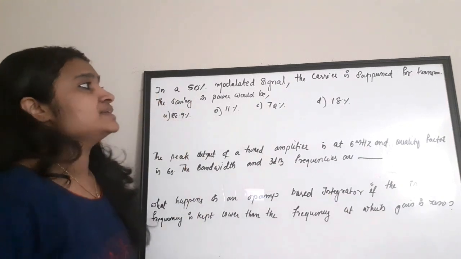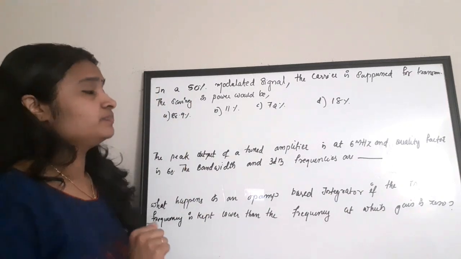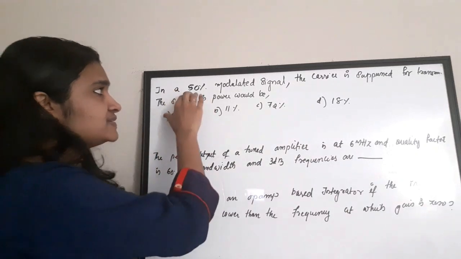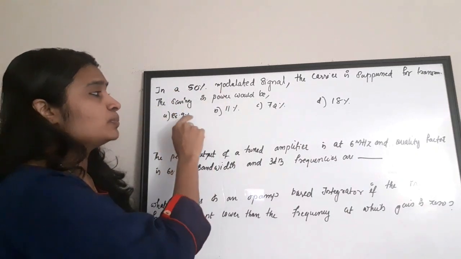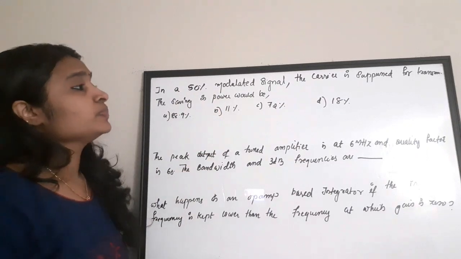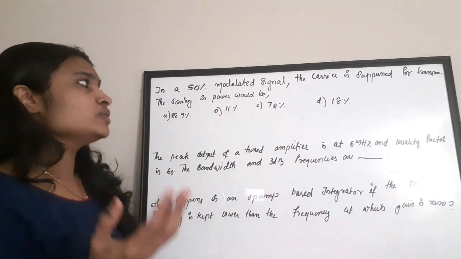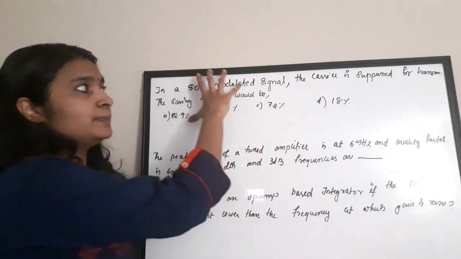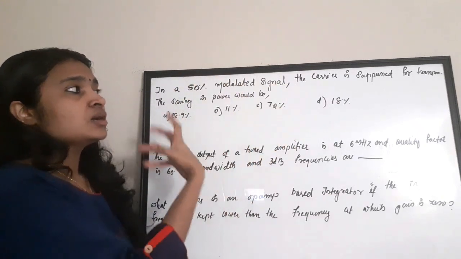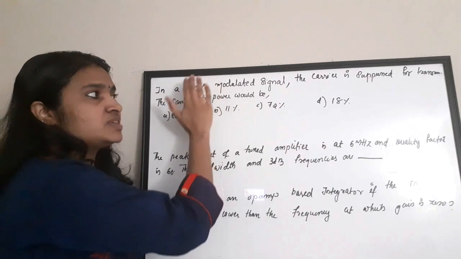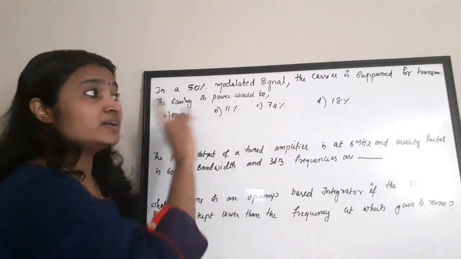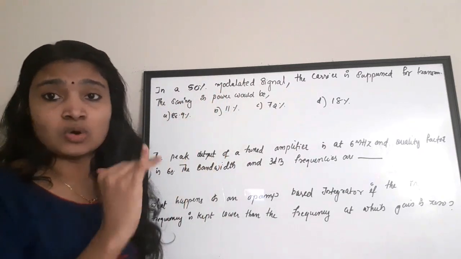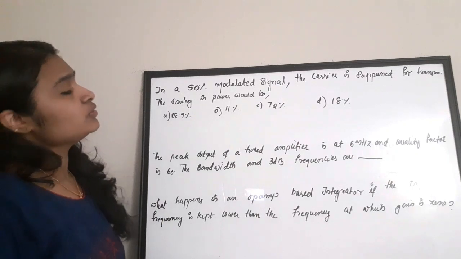In a 50% modulated signal, that is, the modulation index is given as 50% or 0.5, the carrier is suppressed for transmission. The saving in power would be? This is a typical type of question which is commonly seen, and if you study this one question, you will be able to answer all these patterns. So how to do this problem?